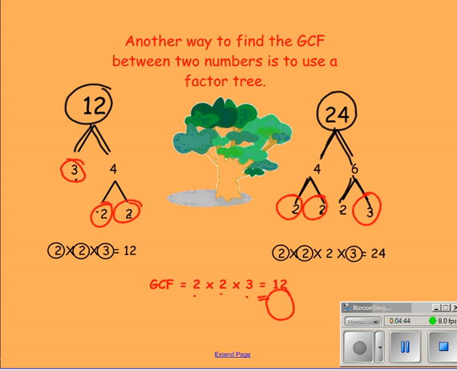Don't make that mistake thinking, oh, they both have 3s and it's the largest number, so that must be the greatest common factor. You have to multiply the common prime numbers at the bottom of the factor tree together. Okay? Questions on that?